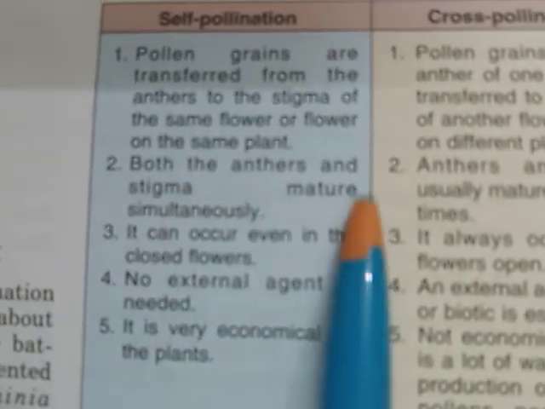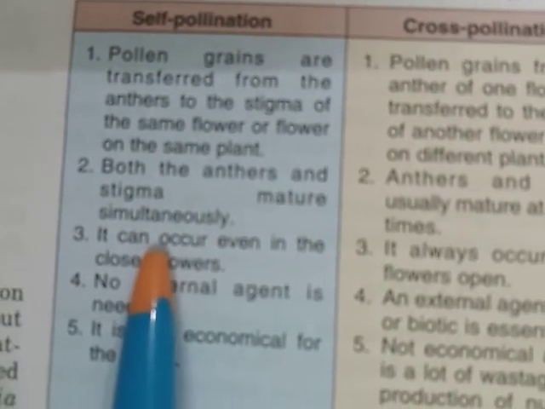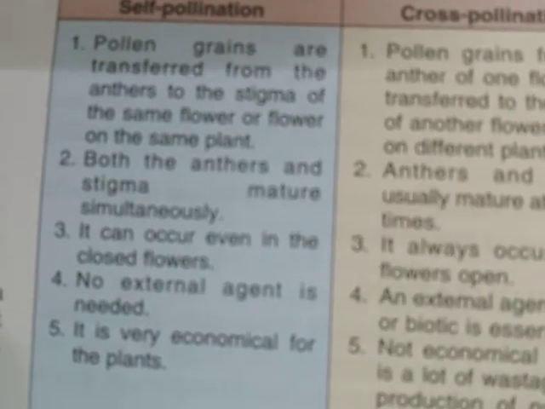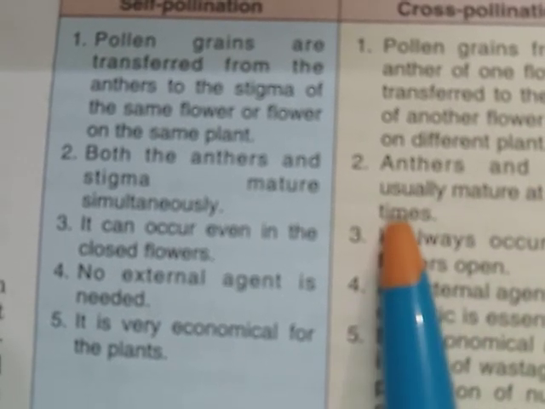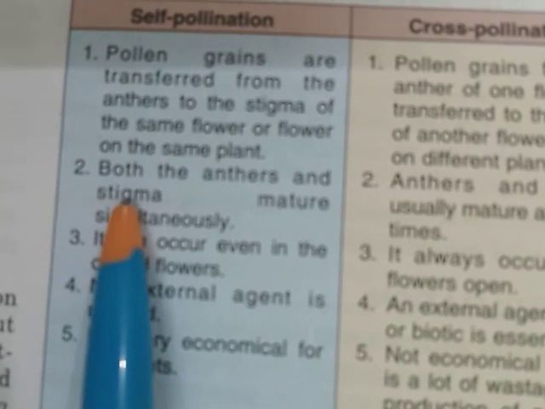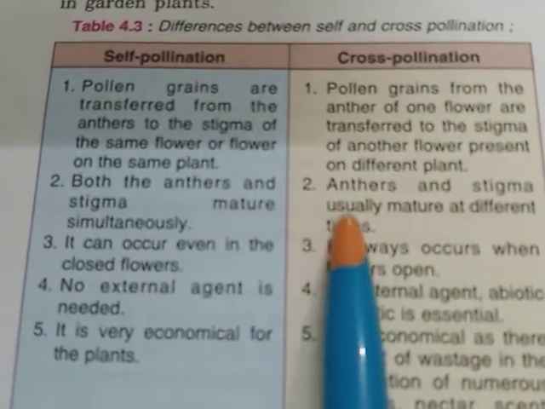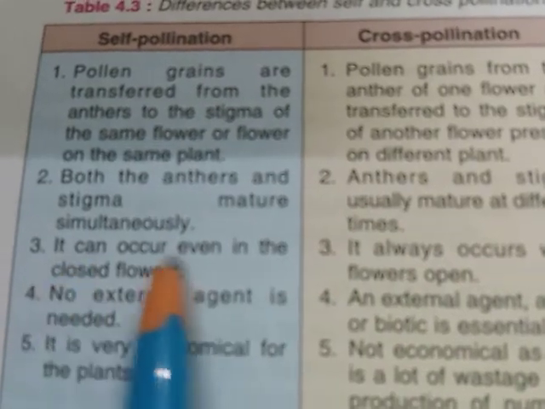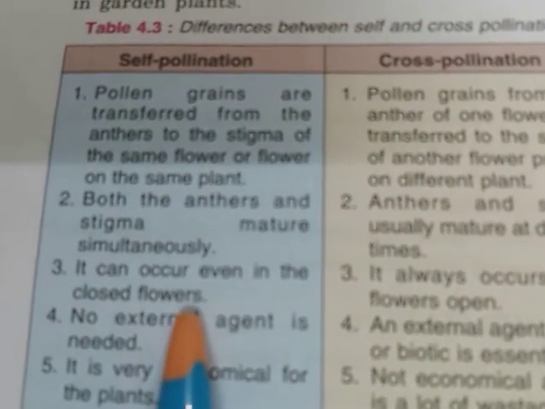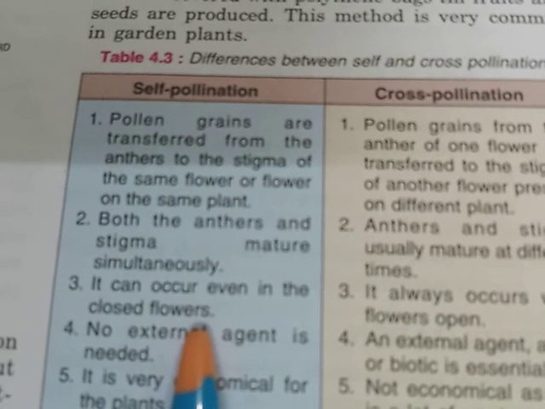Here in self-pollination anthers and stigma mature simultaneously, and in cross-pollination they mature at different times. Self-pollination can occur even in closed flowers. See, self-pollination can occur in the closed flower.